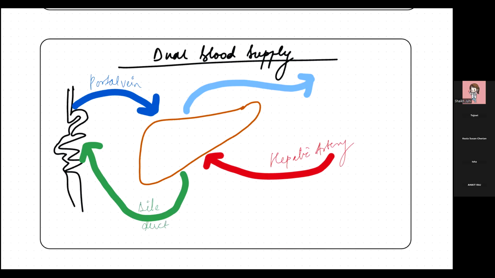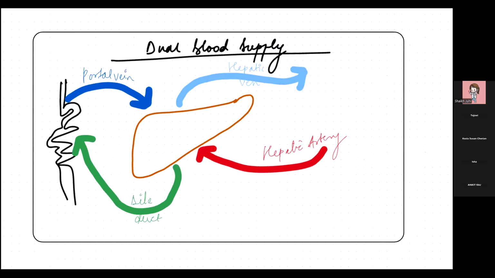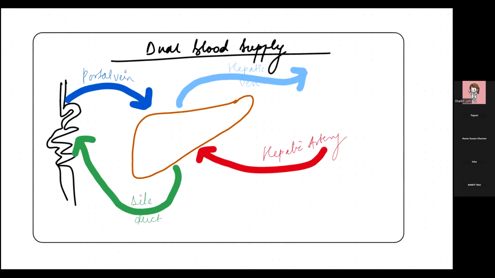It is the hepatic vein. Okay, so this is the complete circulation of the liver. So hepatic artery comes, then bile duct goes away, portal vein is pouring, and hepatic vein is going away. So I hope that this basic blood supply of the liver is known to all of us.